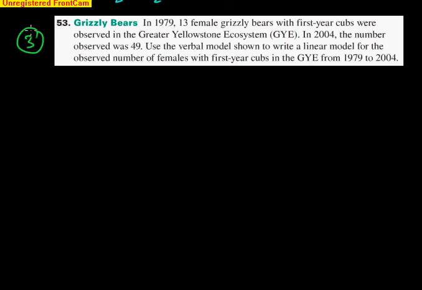Okay, problem 3 is a word problem. So it says, in 1979, 13 grizzly bears with first-year cubs were observed in the Greater Yellowstone ecosystem. So I'm going to write that down. 1979, 13. So in 1979, 13 bears. In 2004, the number observed was 49. So there's 49 bears.